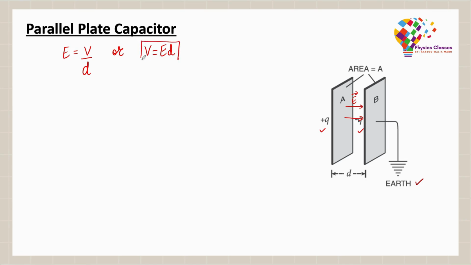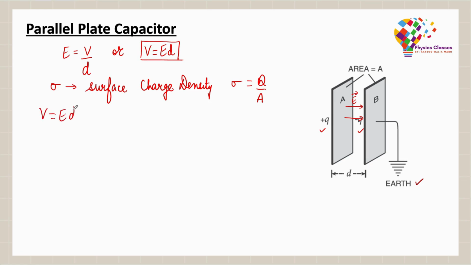Now further, if I assume that sigma is the surface charge density. Surface charge density means the charge per unit area. So sigma is basically Q by A, where Q is the charge and A is the area. And I know that V is equal to Ed, right? And for the electric field in between these two plates, we know that the electric field would be sigma by epsilon naught. So sigma by epsilon naught is my electric field and d remains the way it is. So my potential can be written as sigma by epsilon naught times d.